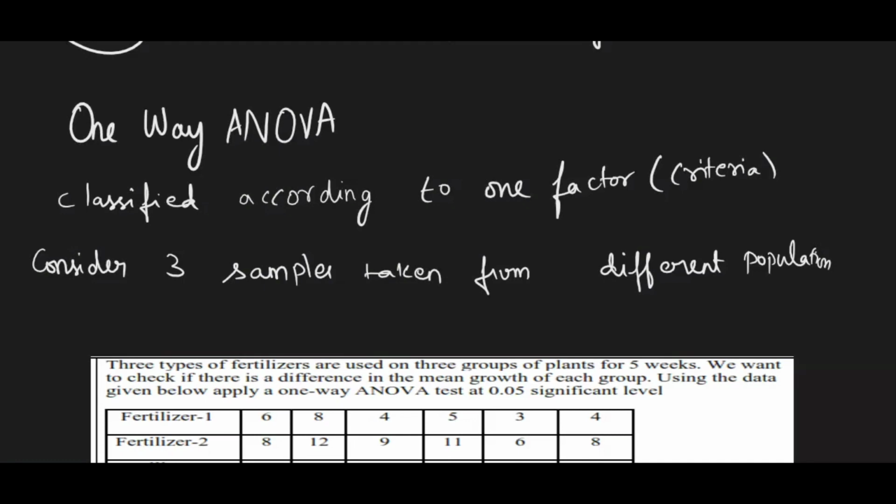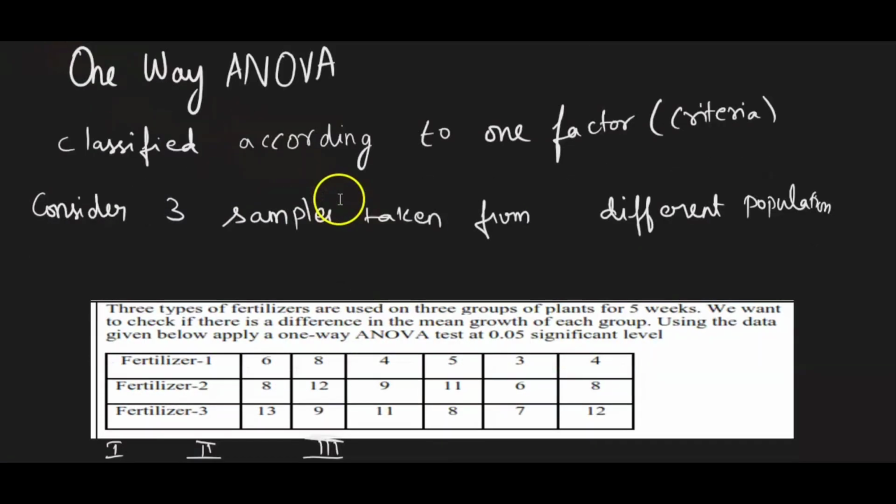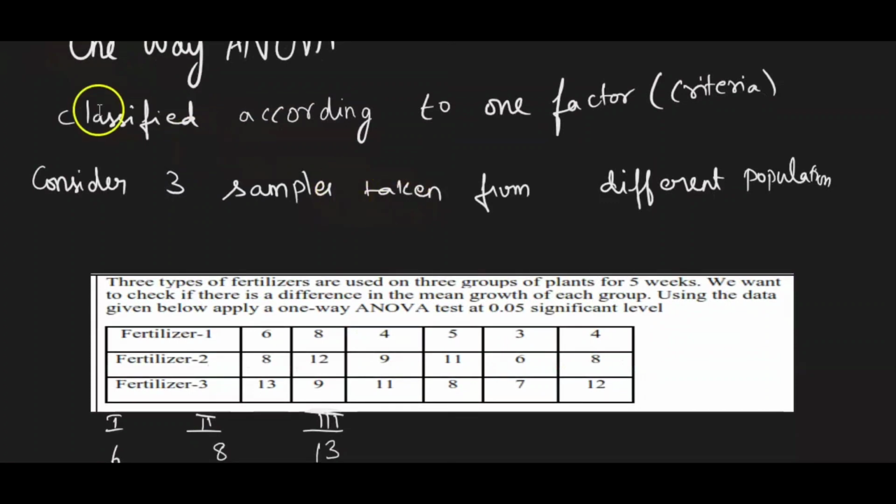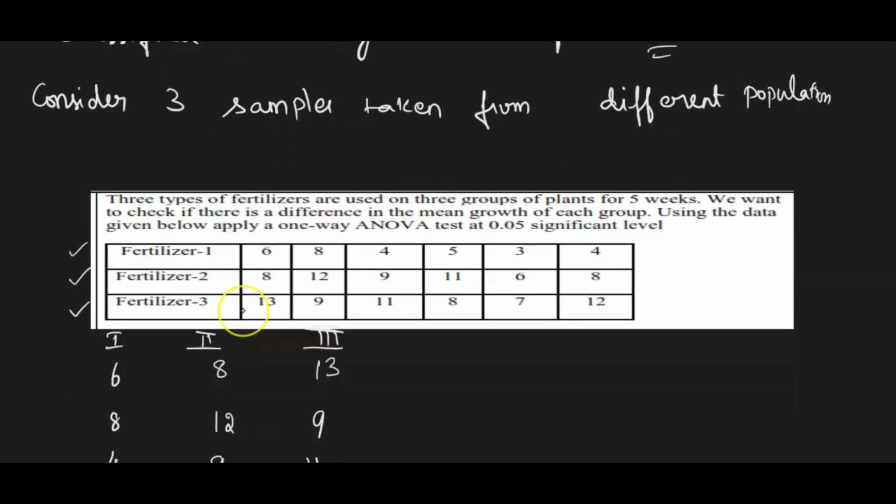So before we start any problem in one-way ANOVA, we have to set the null hypothesis. These are always classified according to one factor or criterion. For example, you see here fertilizer 1, fertilizer 2, fertilizer 3. I am comparing only one factor, whether fertilizer 1, 2 or 3. So I am not comparing in between the samples. If I compare in between these samples row wise as well as column wise, then we call it a two-way ANOVA.